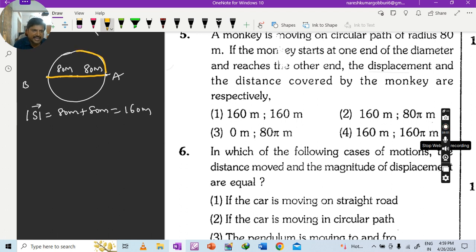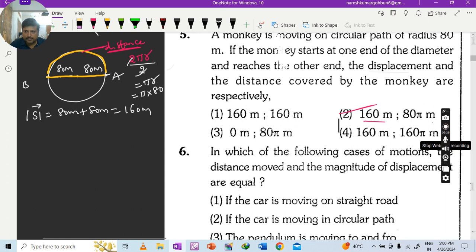Then distance means here A to B, this is the distance. Distance means the actual length of the path covered by the body. We already know very well, for one complete revolution the circumference of the circle is equal to 2 pi r. But here the monkey covers only half of the path. So 2 pi r by 2, that is equal to pi r. Here distance equal to pi r, in the place of r write 80. So distance equal to 80 pi, displacement equal to 160 meter. So displacement is 160 meter and distance is 80 pi meter. So option 2 is the right answer.